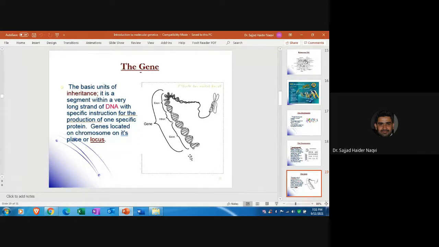The genes are located on the DNA. As I said earlier, I showed you the picture on the very first slide: the location where the genetic codes are is called the gene, and the spaces between two genes are called the intergenic region. So the DNA molecule is a long strand. Specific instructions are there in the form of different genes, and those genes refer to different proteins. Genes are located on the chromosomes at a place called the locus. So actually the genes are on the DNA and the DNA is lying on the chromosome.